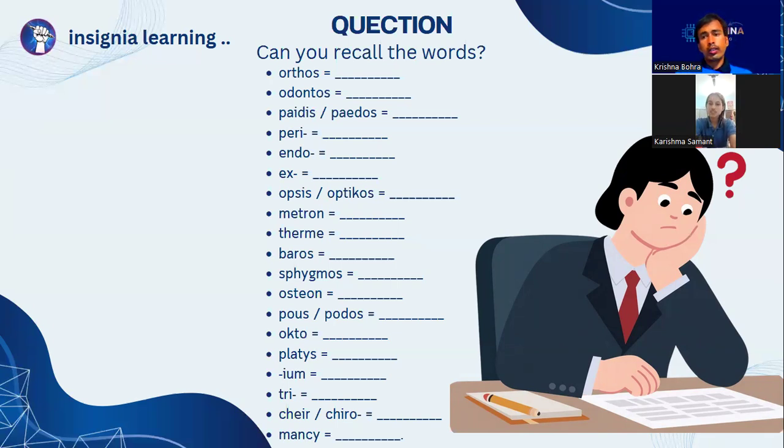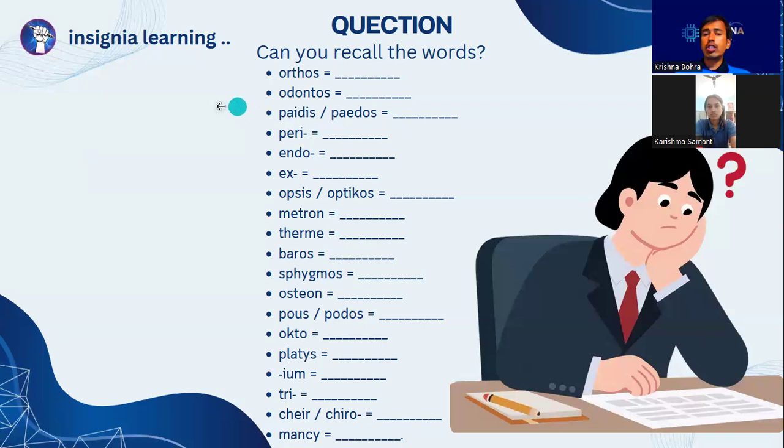Ortho means eyes? No, ortho means to straighten, to correct something. Right, you are learning words like orthodontist, but remember these words can mix with other words, so they will make a different meaning. The important thing is you must understand what ortho stands for. Only then will you be able to recognize the word.